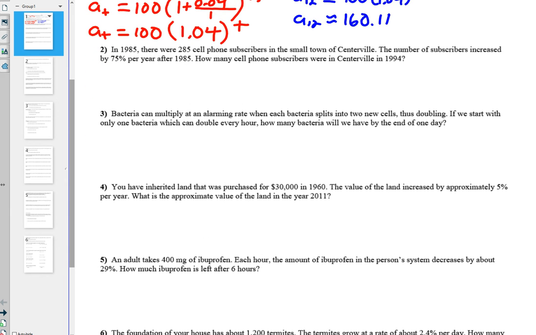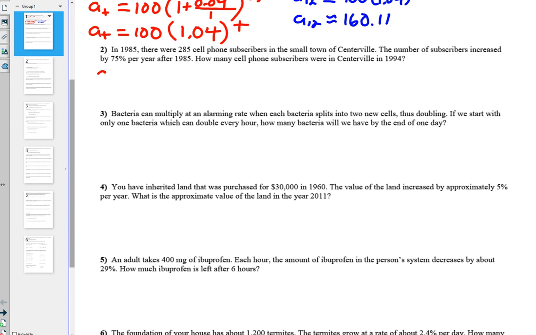In 1985, there were 285 cell phone subscribers in the small town of Centerville. The number of subscribers increased by 75% per year. After 1985, how many cell phone subscribers were there in Centerville? So which type of formula are we going to use here? Growth, decay, compound interest, half-life, or geometric sequence? Yeah, this is a plain growth.